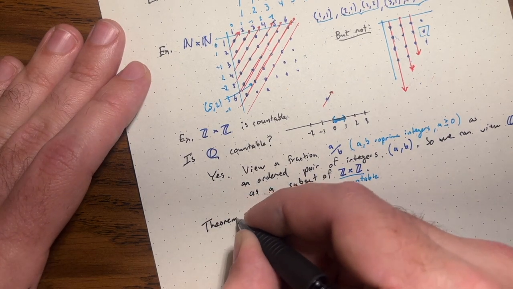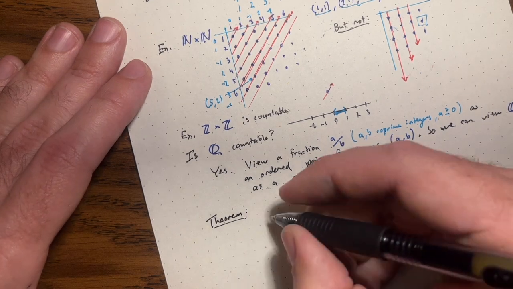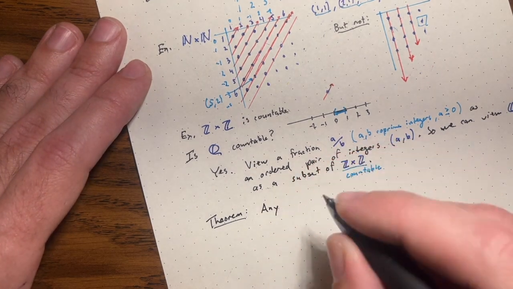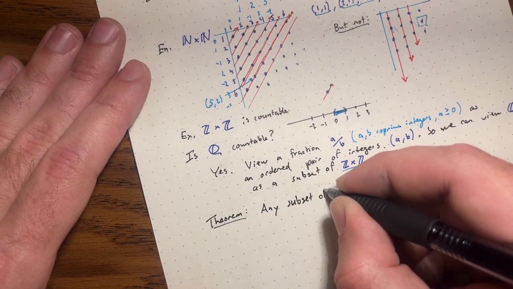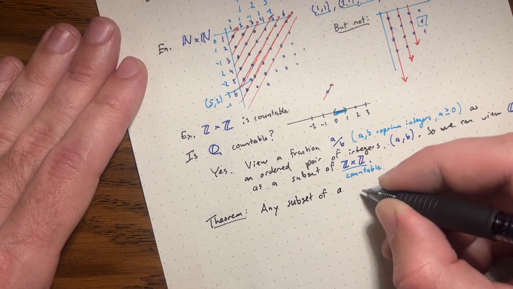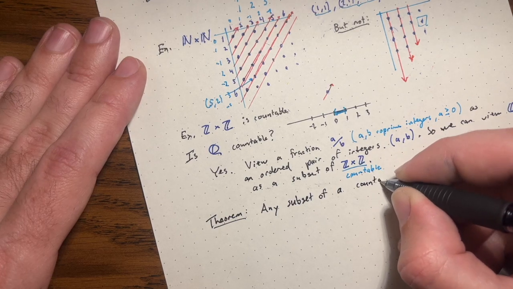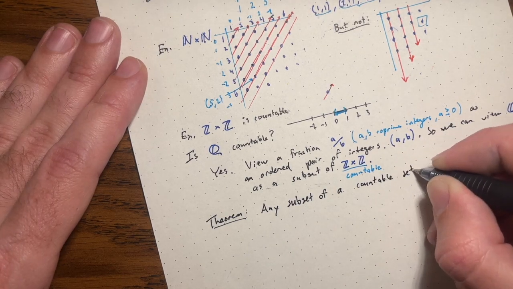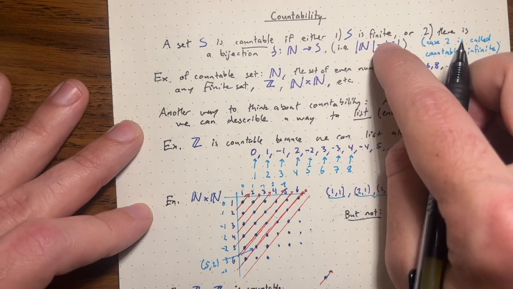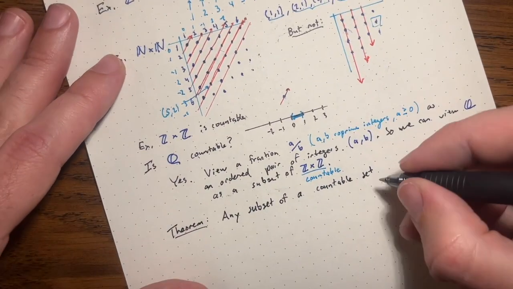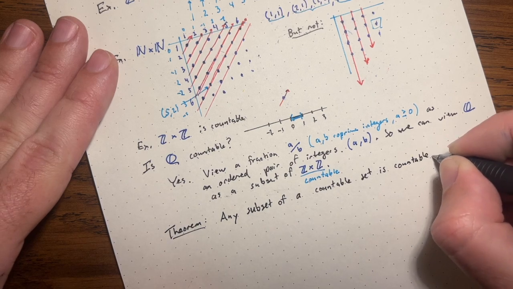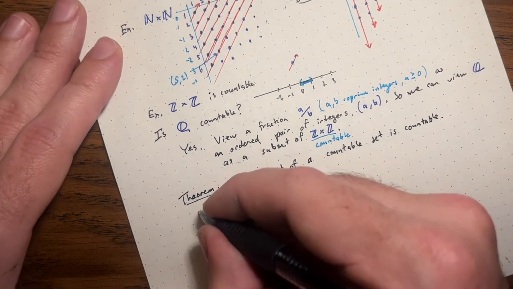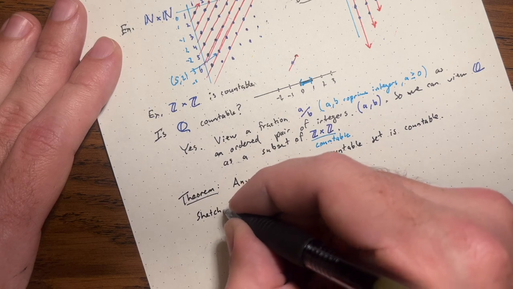Let's state that actually as a theorem. So maybe we won't prove the whole thing, but I'll give you the idea of the proof. So any subset of a countable set is certainly going to be countable. Hopefully that's your intuition at least. Including finite subsets, right? So it even works for that because countable includes finite.